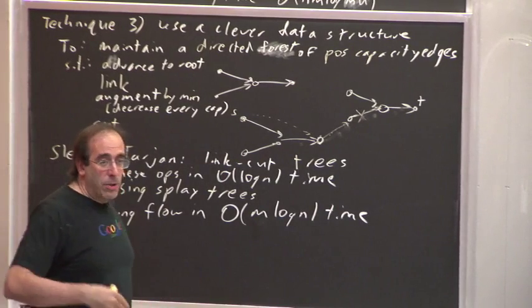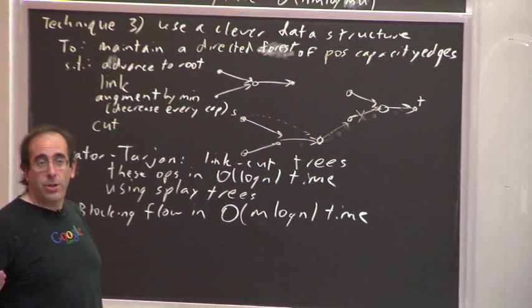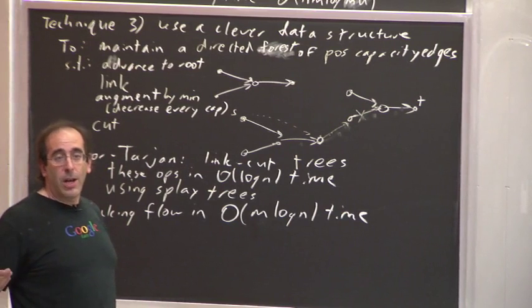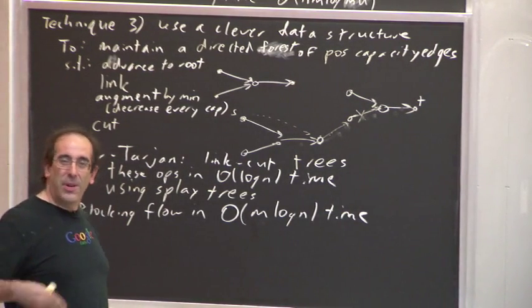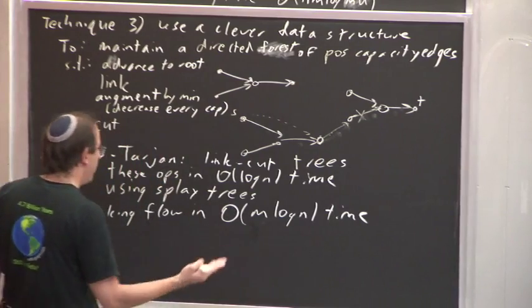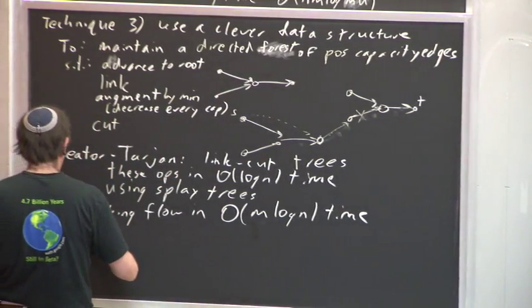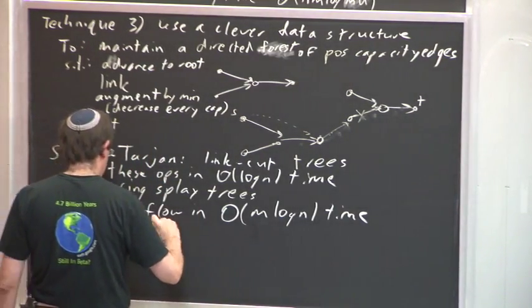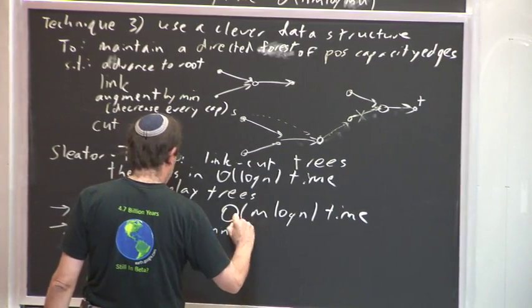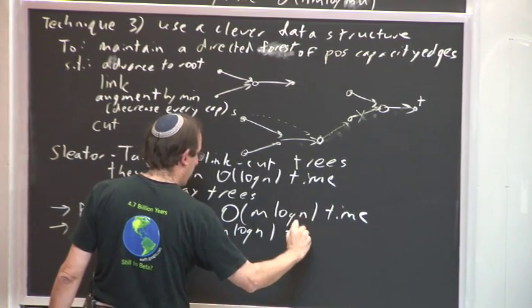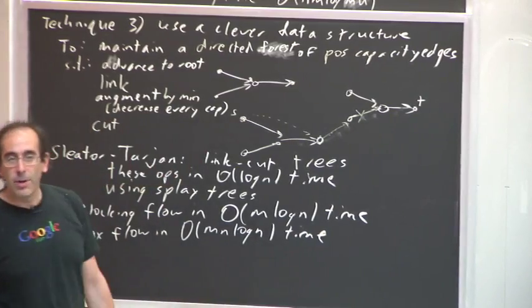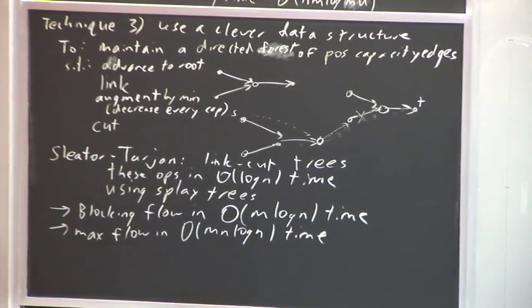Right, because now you charge the cost of the augmentation to an edge, but the augmentation cost is only log n. So you get an m log n time bound. And so that means that you can find a max flow in order mn log n time. Pretty much as good as the scaling bound, but with strong polynomiality.